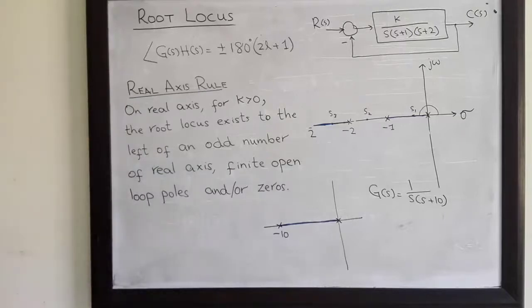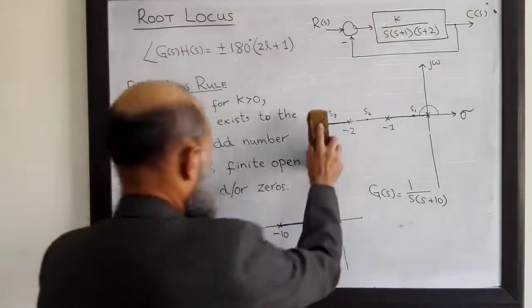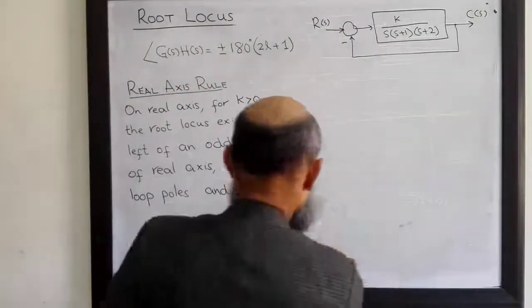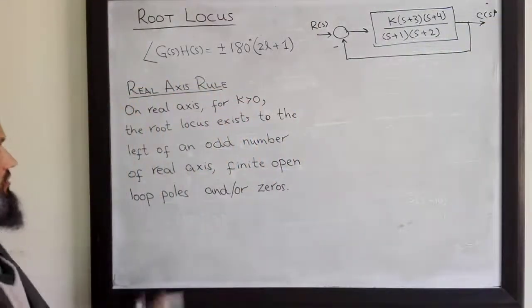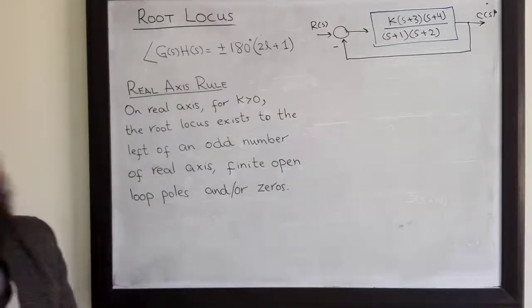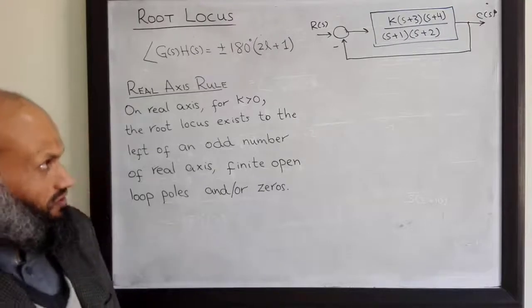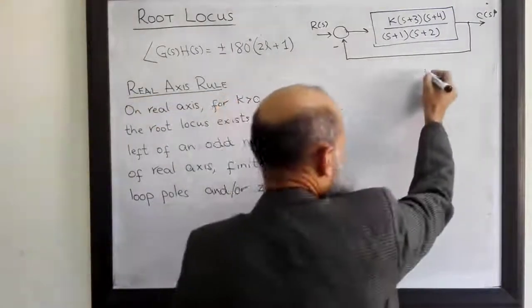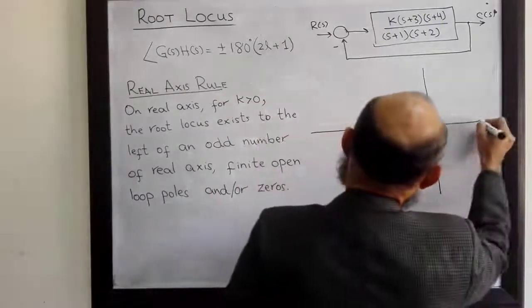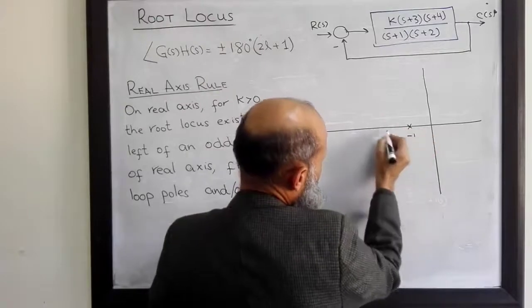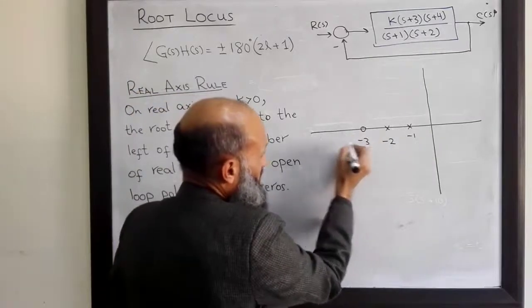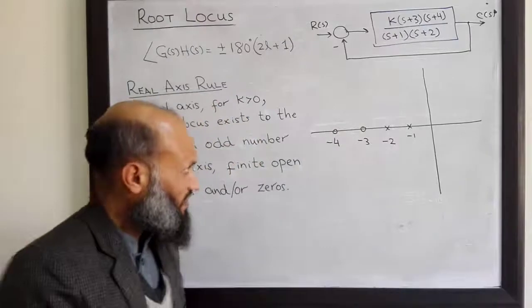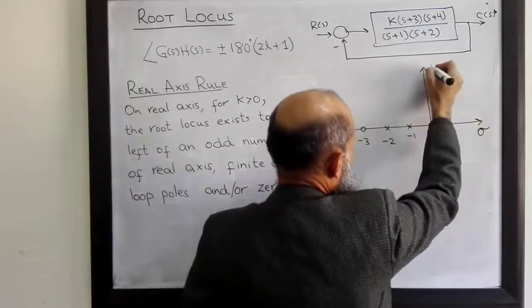Let's take a few complex systems and sketch their root locus by application of this real axis rule. We have this closed loop system, and we want to apply this real axis rule to determine which part of the real axis is part of the root locus for this particular system. For that purpose, we first locate the open loop poles and zeros of the system. One pole is at s equal to minus 1, another pole is at s equal to minus 2. There is a zero at s equal to minus 3 and another zero at s equal to minus 4. This is the complex plane with real axis and imaginary axis.